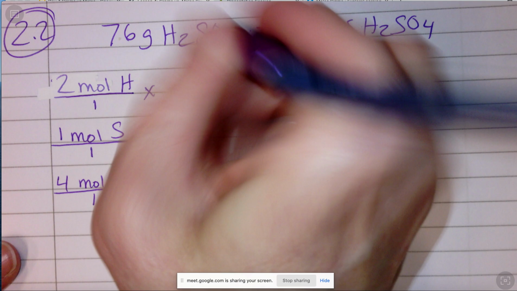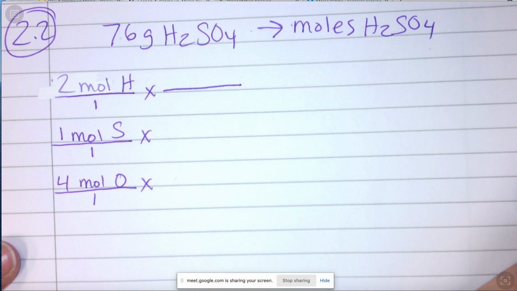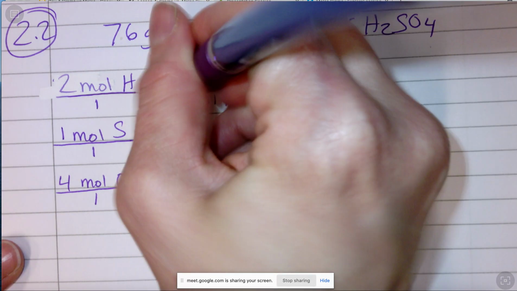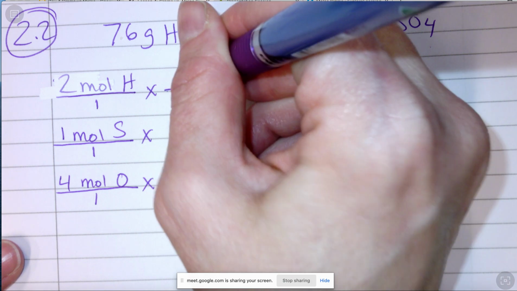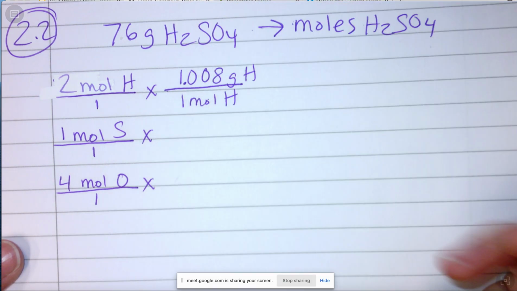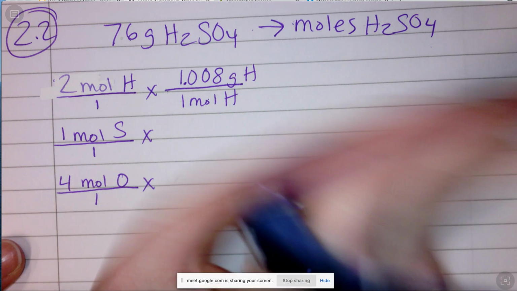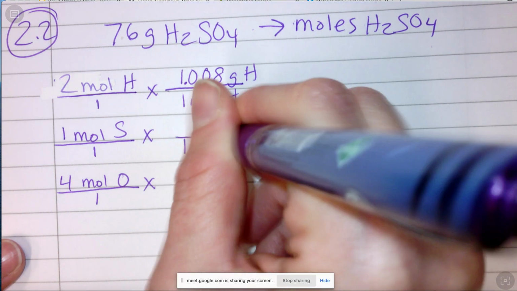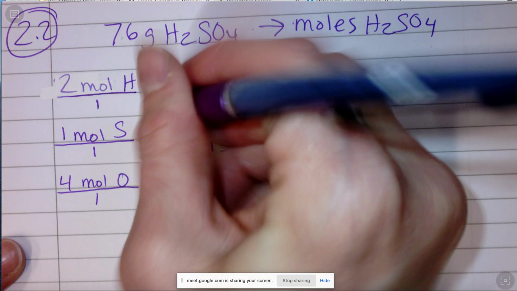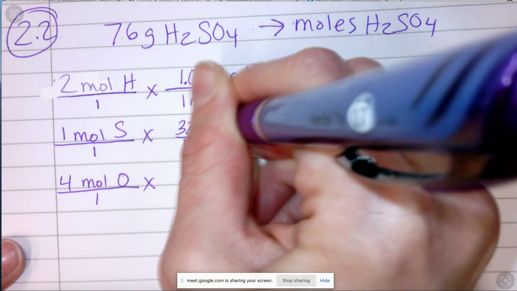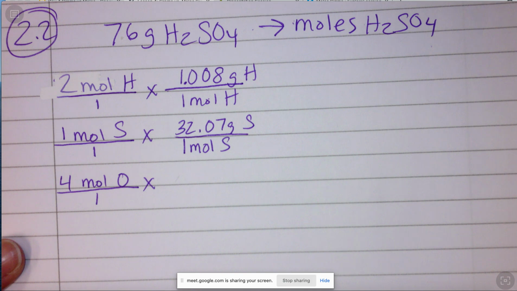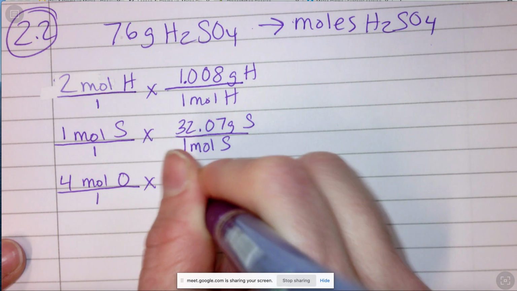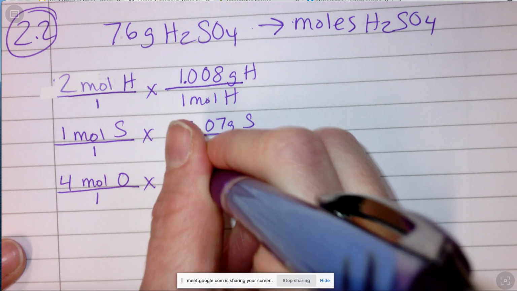Okay, so I look at my periodic table. I learn that 1 mole of hydrogen weighs 1.008 grams of hydrogen. Again, I look at my periodic table. I learn 1 mole of sulfur weighs 32.07 grams of sulfur. Again, I look at my periodic table and I learn that 1 mole of oxygen weighs 16 grams of oxygen.